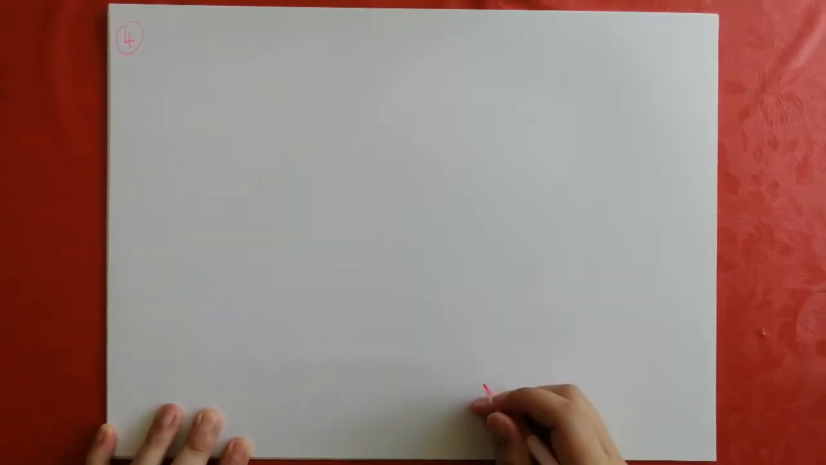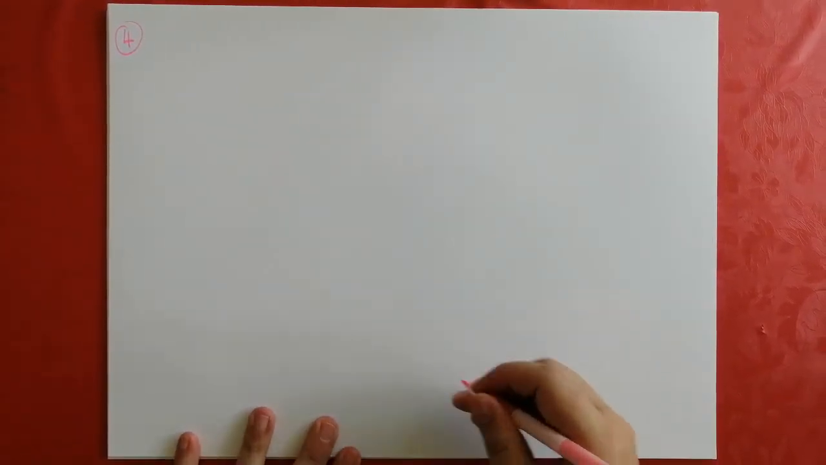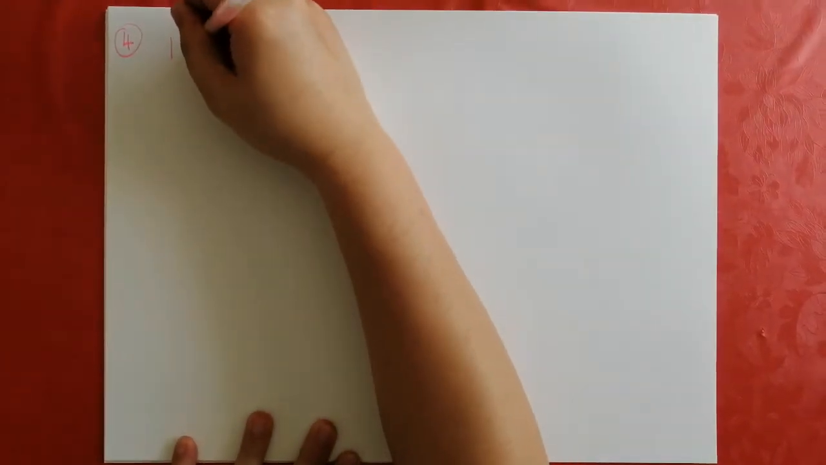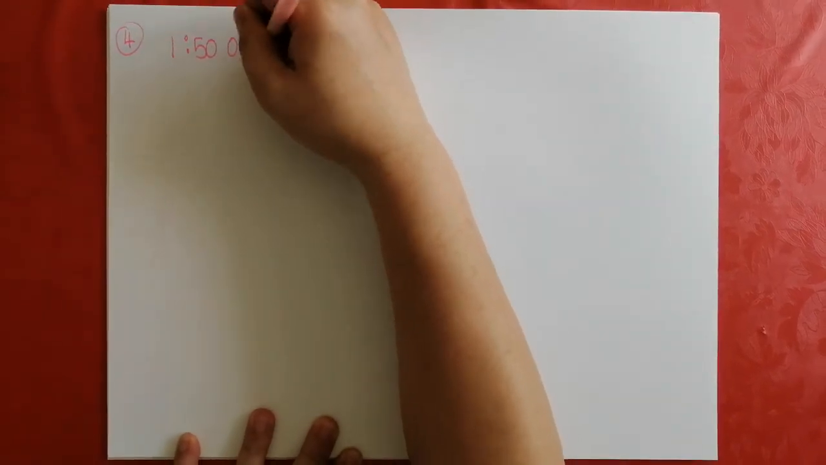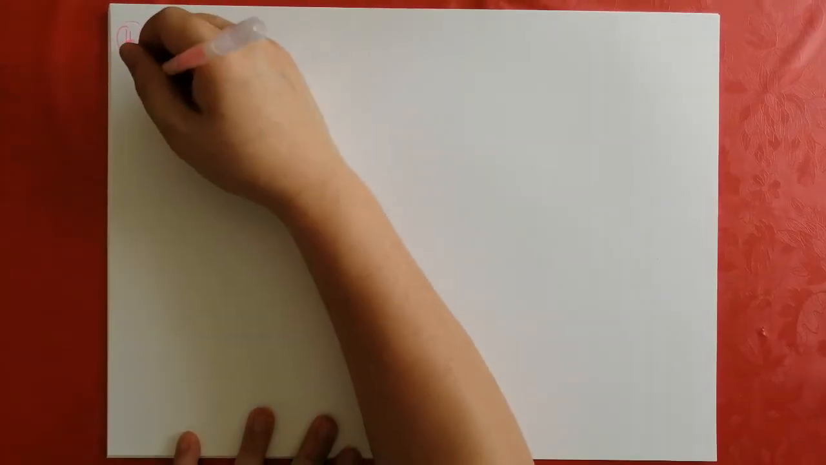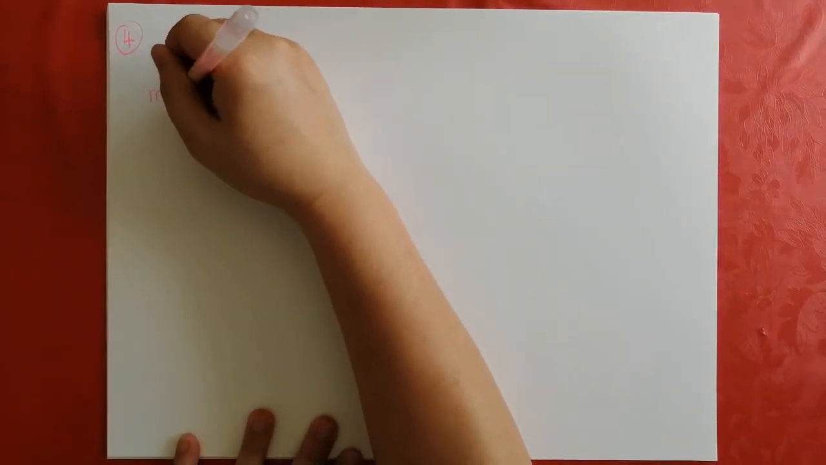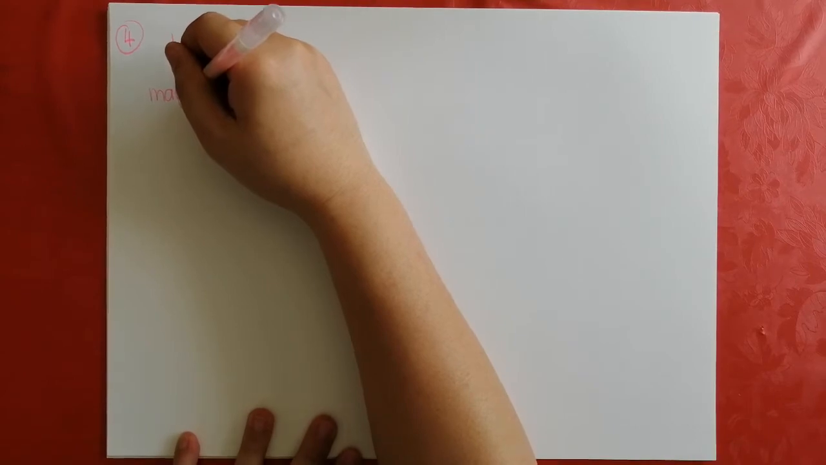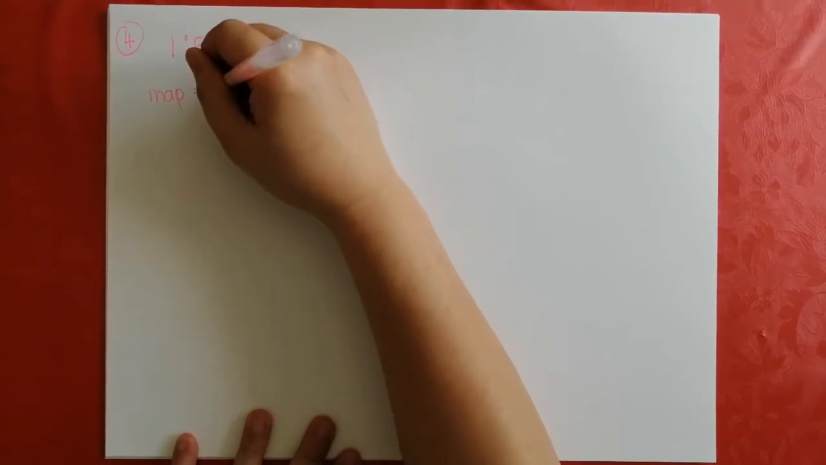Fourth example. A map has a scale of 1:50,000. What distance in kilometer does a length of 6 cm on the map represent? So which means that your map is equal to 6 cm.